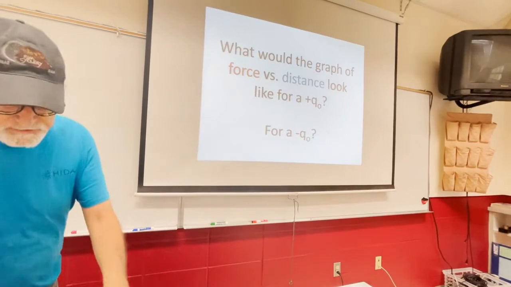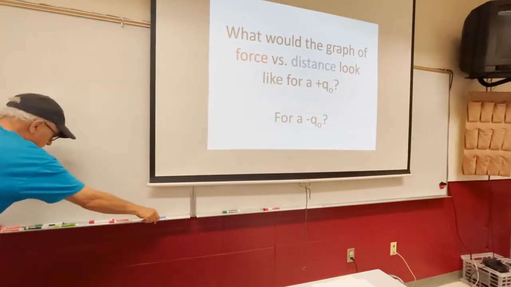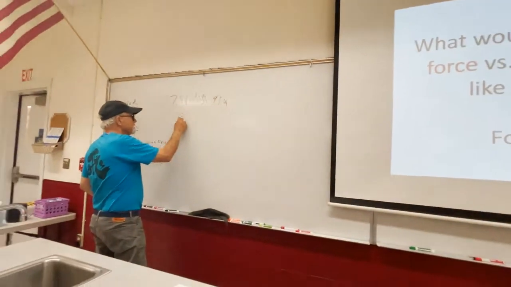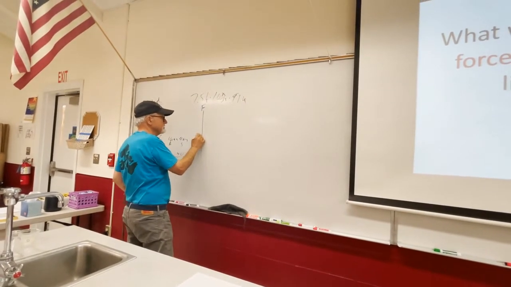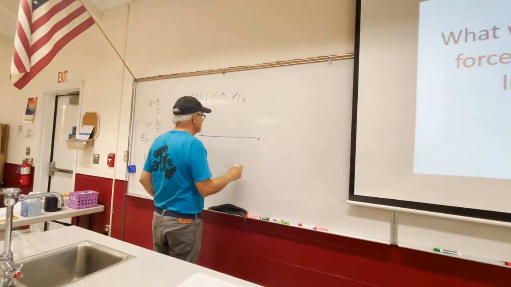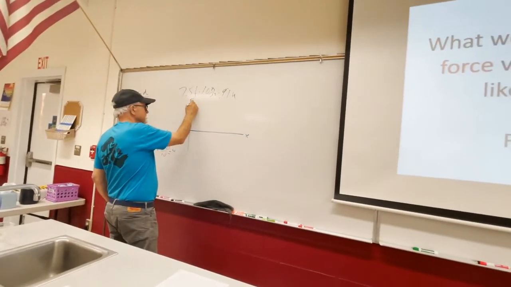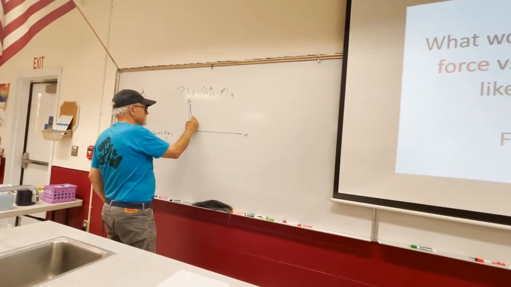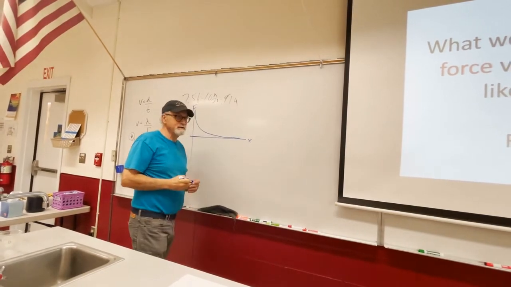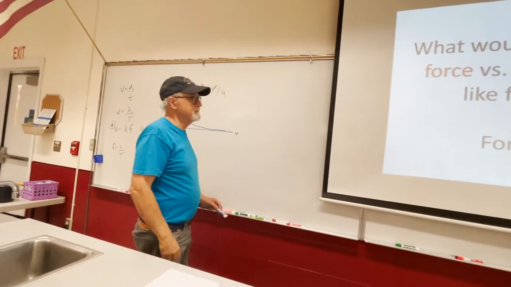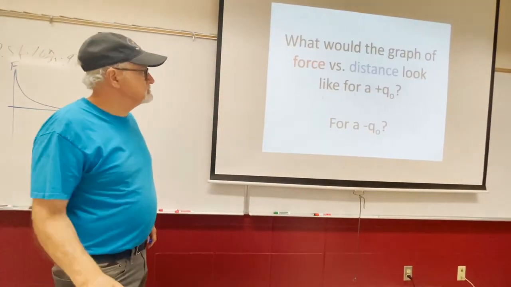What would the graph of force versus distance look like? I'm going to use this blue one, for a negative. So here's force, and I'll just put position here. And at position 0, it's going to be its maximum, because it's going to be really close. Here's that exponential, asymptotic curve. Okay. Wait a minute. What's this? Hang on. Shouldn't be that.